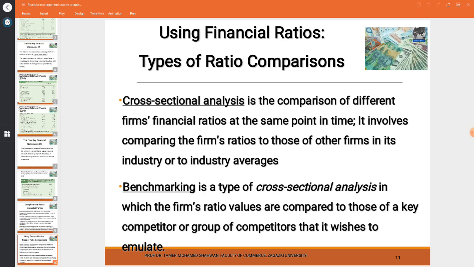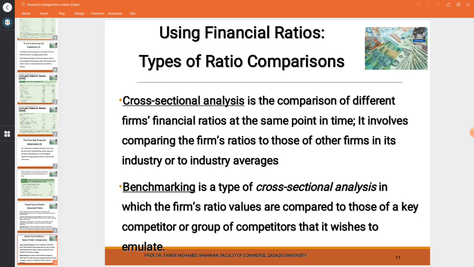The first one is called cross-sectional analysis. What does cross-sectional analysis mean? Cross-sectional analysis is the comparison of different firms' financial ratios at the same point in time. So in cross-sectional analysis, we are going to compare different firms' financial ratios at the same point in time. And this includes comparing the firm ratios to those of other firms in its industry or to the industry average.